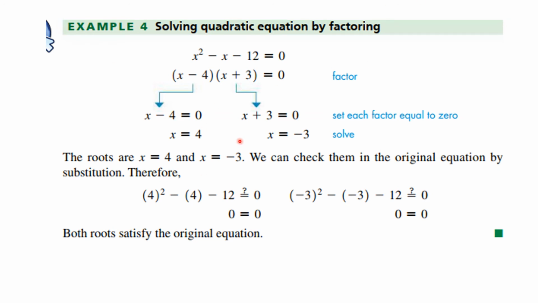So let's look at this one. This is in the form that we want it, so we factor. Now we have two expressions, this one and this one, that are being multiplied together equal to 0. So either this one equals 0, that tells us x is 4, or this one equals 0, that tells us that x is equal to minus 3.